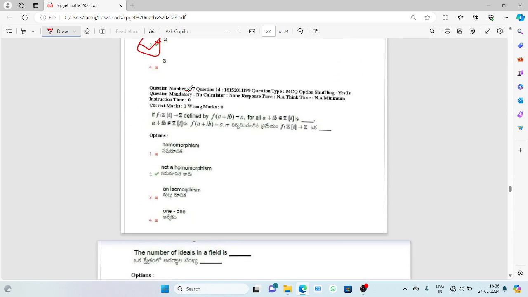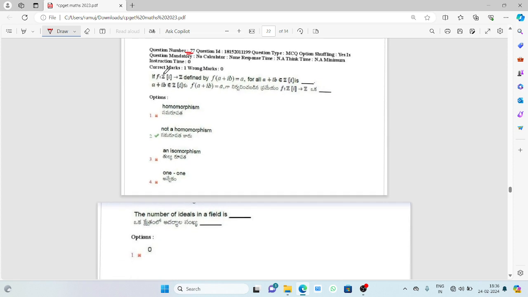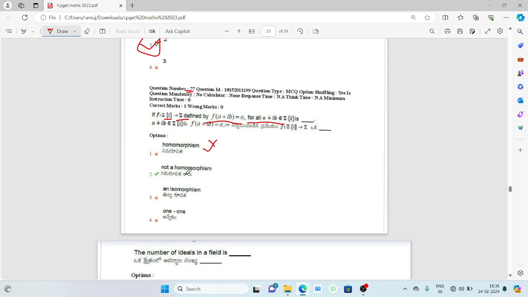The 77th one. The function f from Z[i] to Z defined by f(a+ib) = a for all a+ib. He is asking whether it is a homomorphism, not a homomorphism, or an isomorphism. He provided these types of conditions, so we have to check which one is correct, whether it is a homomorphism or not.